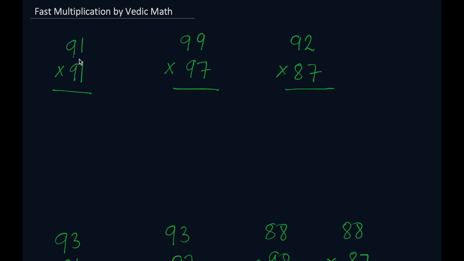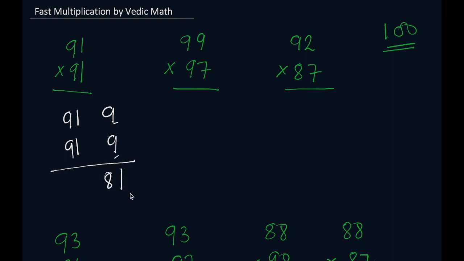So our first question is 91 cross 91. Here we will assume that we have the base of 100. We will see why. Now we have two numbers here, 91 and 91. So first what we will do is we will subtract 91 from 100. So 91 plus 9 will give us 100. Similarly for the second number, 91 with 9 will give us 100. Now what we have to do is we will multiply this number by this number. So 9 by 9 is 81.